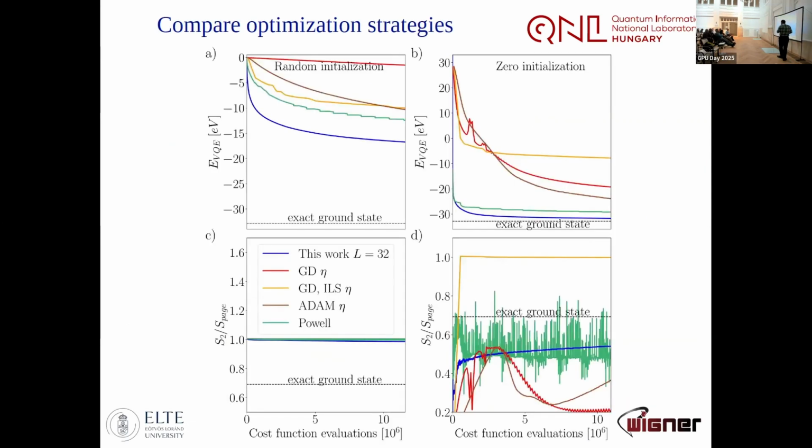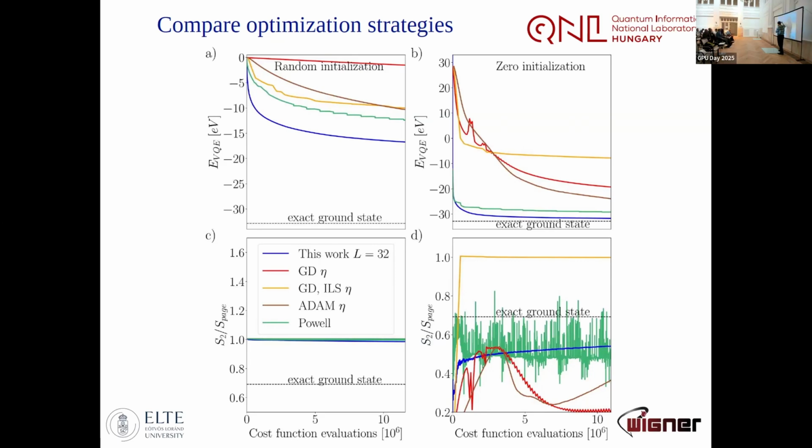Now, let's compare this optimization strategy to other generic optimization engines. Here, we are comparing our work to some gradient descent-based ones. GD means gradient descent, ILS means gradient descent with inexact line search. We have here the Adam algorithm, and we also have a gradient-free method developed by Pavel.